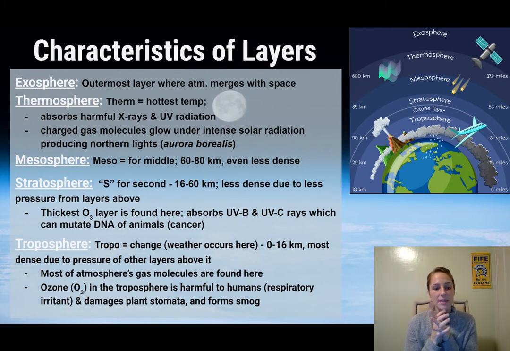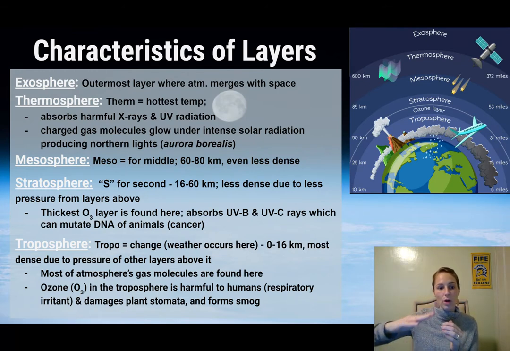Additionally, you're going to find some ozone, which is O3 is the molecule for that. However, ozone in the troposphere is going to be harmful to humans. It's going to cause respiratory irritants. It can damage the plant stomata, which are the little holes where they take in carbon dioxide and send out oxygen. And the reason why ozone is going to be a problem here in the troposphere is that it forms smog, and smog is what is actually damaging to us.